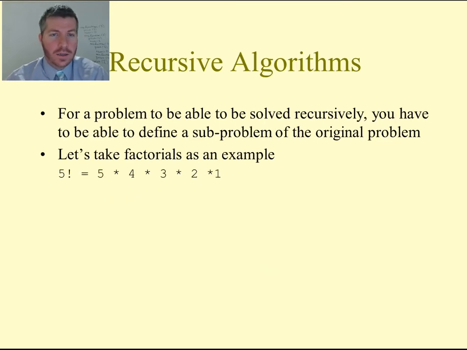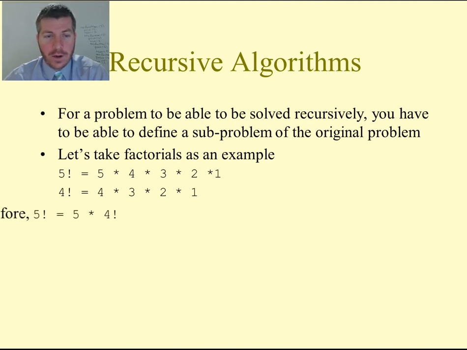So let's take a look here at some of the more famous recursive algorithms that we have. What we need to be able to do is to define a subproblem that looks very, very similar to the original problem. If we can do that, then we have ourselves a candidate for recursion. Let's take a look at factorials and see how that works. With factorials, we have 5 factorial is equal to 5 times 4 times 3 times 2 times 1. Now, 4 factorial is 4 times 3 times 2 times 1. What you can notice here is that we can rewrite 5 factorial as 5 times 4 factorial.